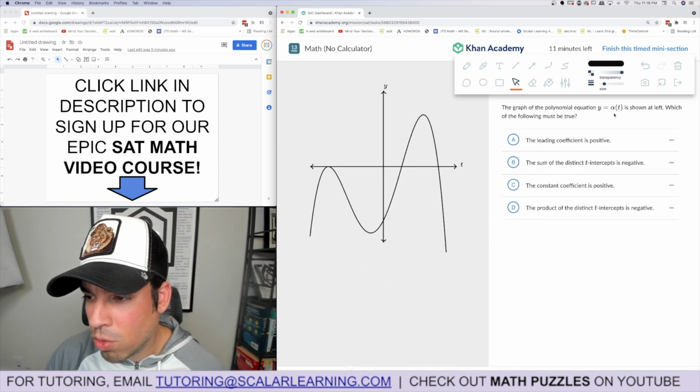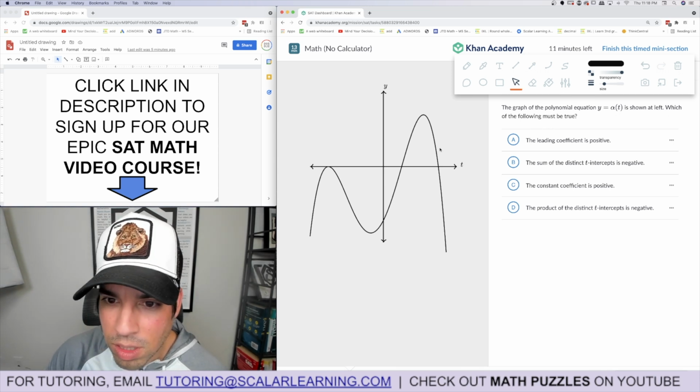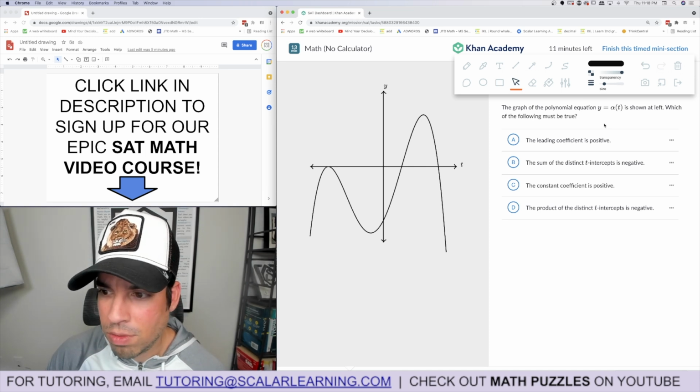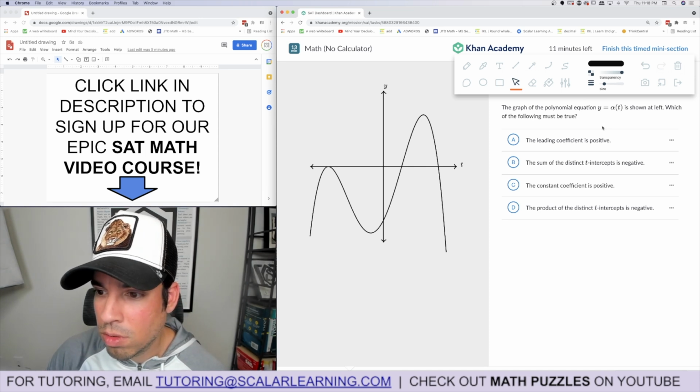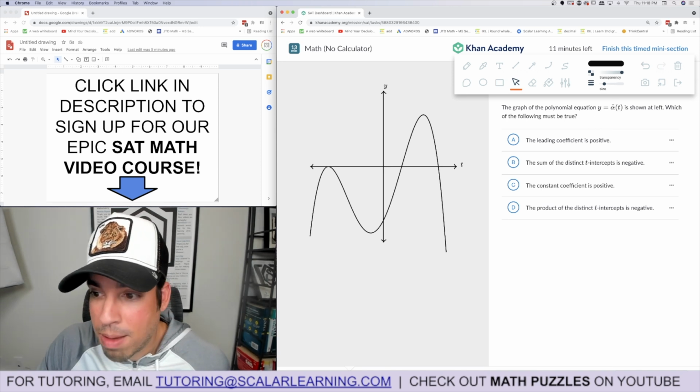Numero 5. The graph of the polynomial equation y equals the function shown, which of the following must be true? So that's the x-axis, that's the y-axis, cool. A: must be a constant. Wait, what? Which of the following must be true? Huh? Oh, so that models a polynomial. We don't know what that polynomial is.